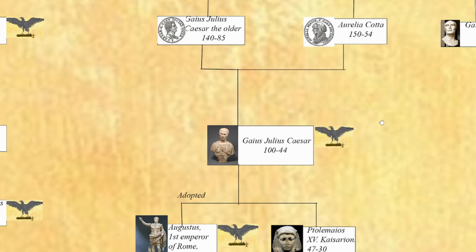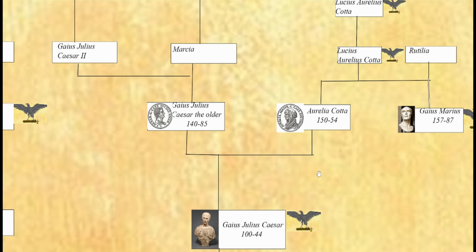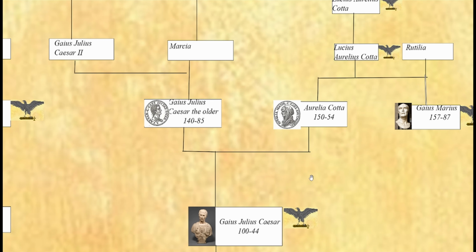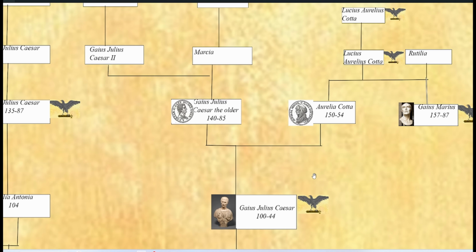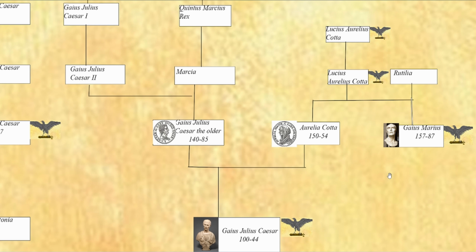When we go up, we can see Caesar's father, Gaius Julius Caesar the Elder, who died when our Caesar was 15 years old. We can also see his mother, who comes from the famous family of Cotta. A lot of her relatives were consuls, like her father Lucius Aurelius Cotta and her grandfather Lucius Aurelius Cotta.